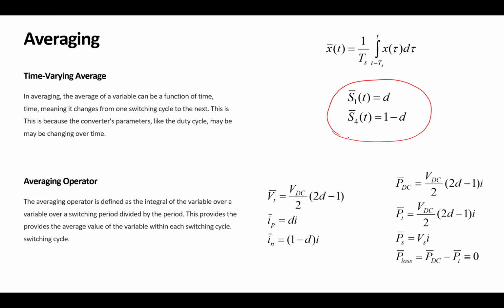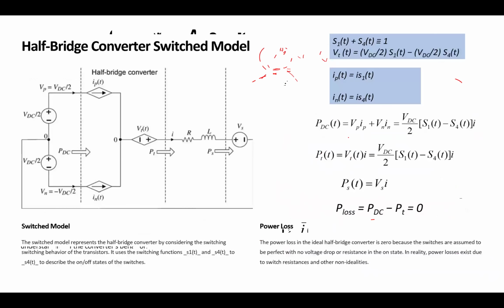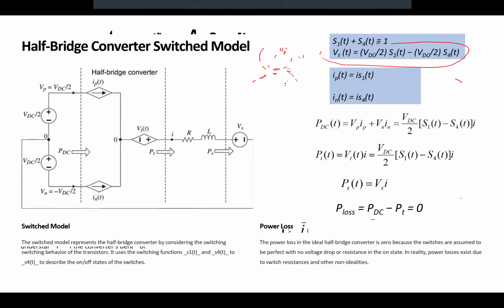Let me go back. This is the voltage function. This part is a constant number. This part is a constant number. If you want to average, you average the time variant function, which is S1 and S4. Same goes for the current, okay?